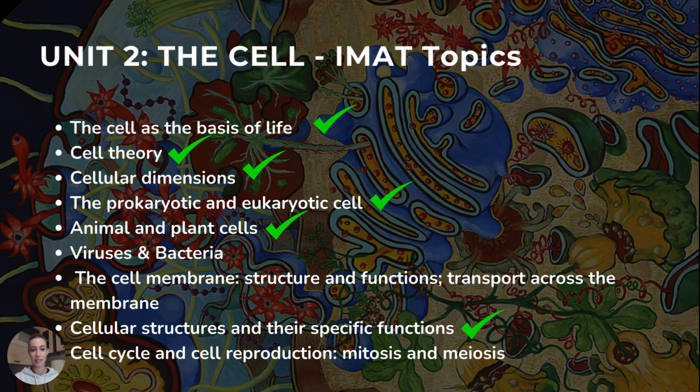So as you can see, until now, these are the topics that we have covered. And today we are going to finish the cell membrane, its structure, functions, and transport across the membrane, which are easy topics, but quite important in the sense of the number of questions that they have in IMAT past papers. And next, we are going to start to learn about cell cycle and cell reproduction, but I plan to start this part in the next lecture.